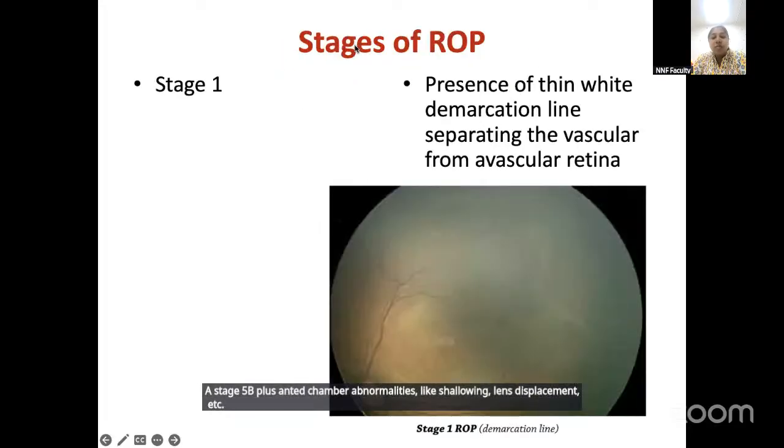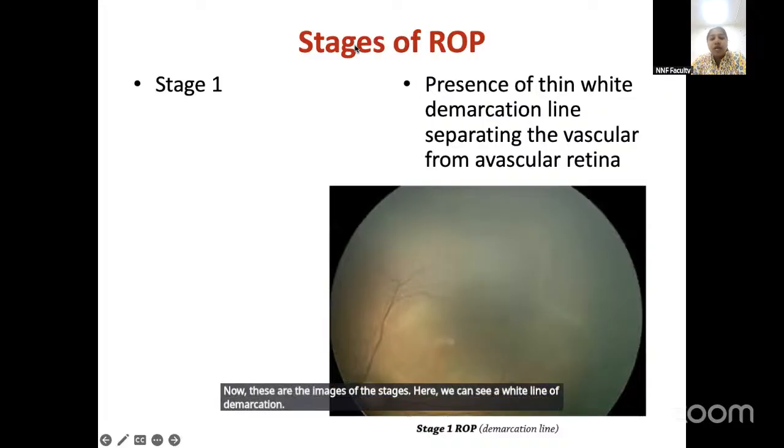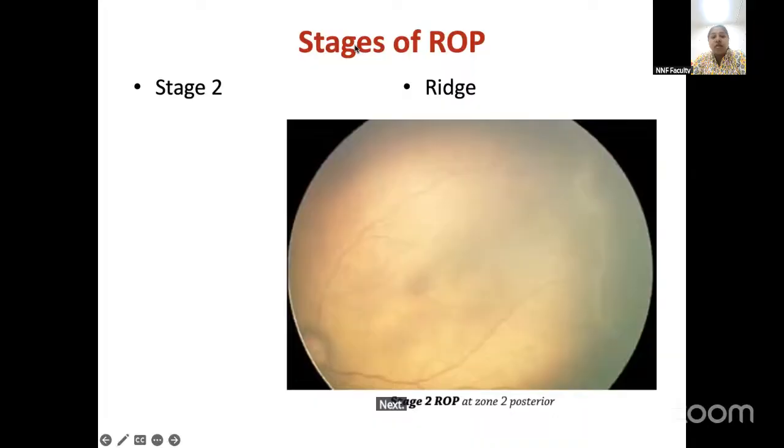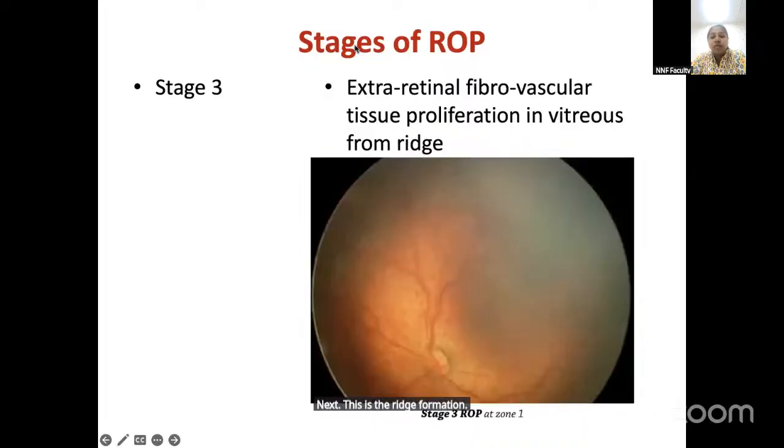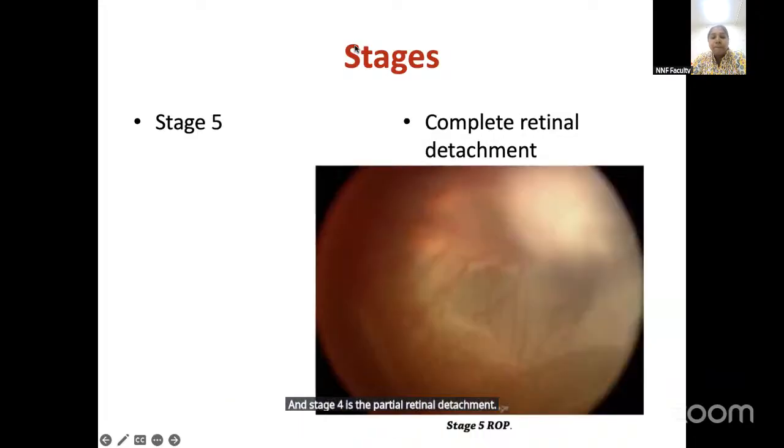Now, these are the images of the stages. Here we can see a white line of demarcation. Next. This is the ridge formation. This is the extraretinal fibrovascular proliferation in the vitreous. And stage 4 is the partial retinal detachment. Stage 5 is complete retinal detachment.